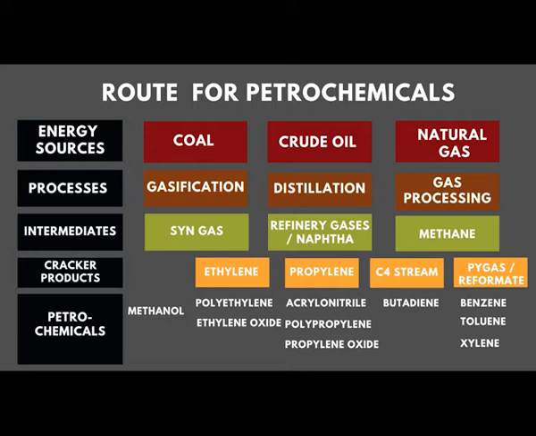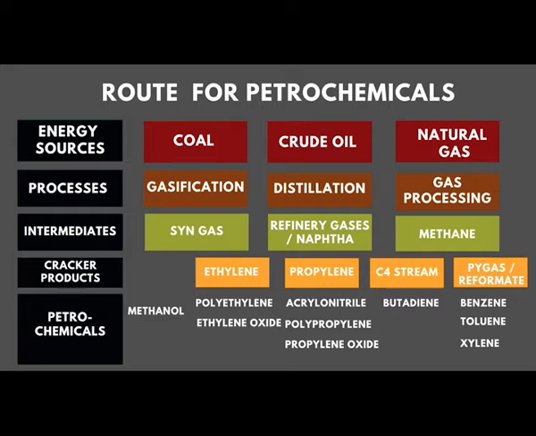Now let's try to understand how petrochemicals are manufactured from different sources. What are their routes? This is a very important slide. As you see on the top, we have three major sources: coal, crude oil, and natural gas. And what are the different kinds of processes employed to get the intermediate and final petroleum products? The very first step is, if you are using coal, gasification is the prime process. If we talk about crude oil, distillation is the process. Natural gas means gas processing.